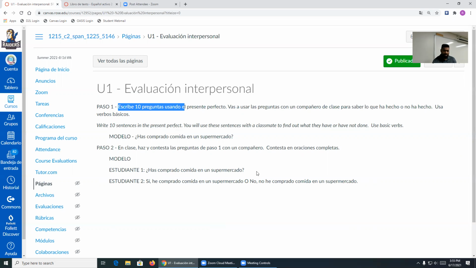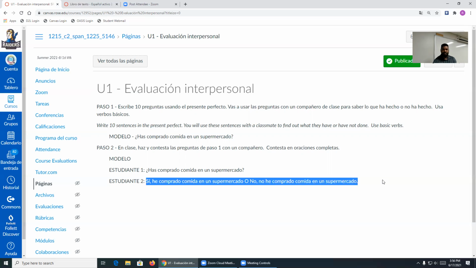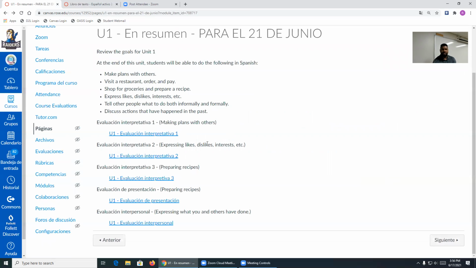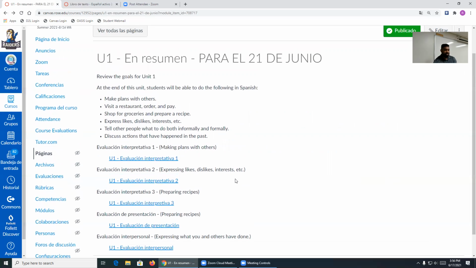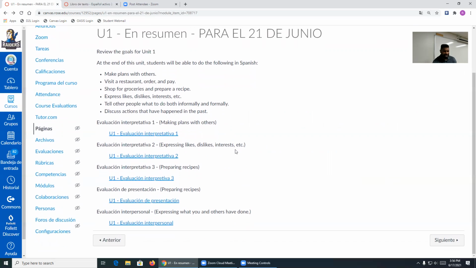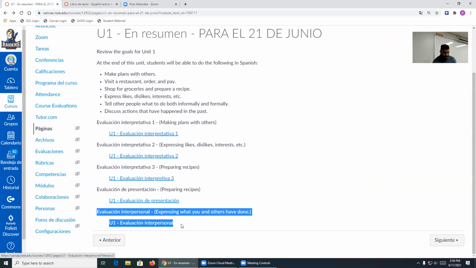¿Has comprado comida en el supermercado? Sí, he comprado. And you want to answer them as best you can. So after you write the pregunta, see how you might answer it to see if your question makes sense. So that's the list of evaluaciones that you have to do. It's due Monday, except for this part.